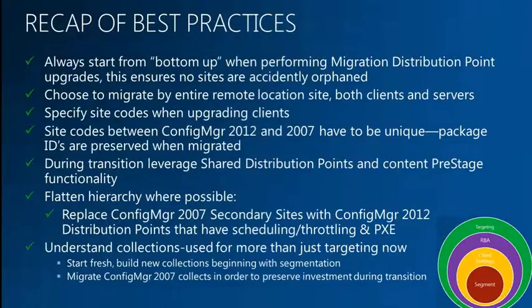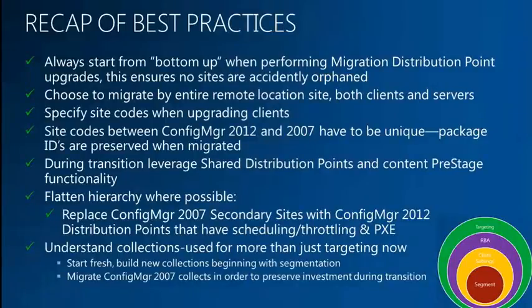Then a recap of best practices. I talked about bottoms up when migrating distribution points. It was really awesome to see our internal MSIT guys are completely on Config Manager 2012 RTM right now. They used migration distribution point upgrade to migrate all their DPs. They had something like 200-some DPs, and they used the migration distribution point upgrade to migrate and upgrade a lot of those. So that was awesome, a lot of good features there. Some of our other TAP customers did it too, so we got a lot of great feedback on that.